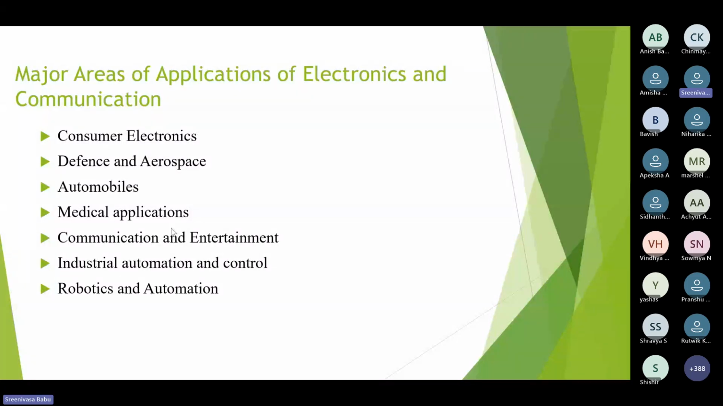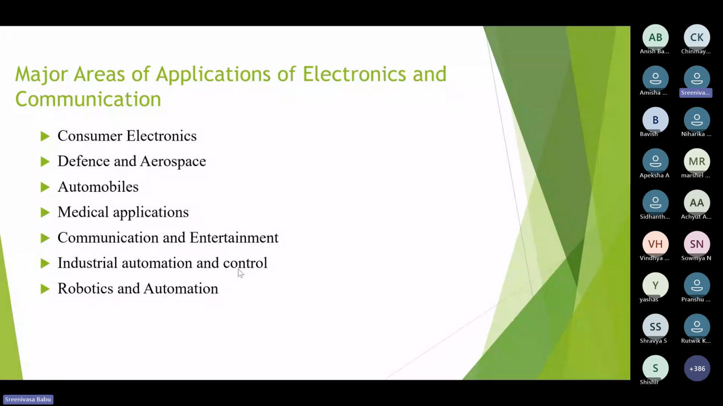Okay. Communication and entertainment, okay, telecommunication, especially all your 5G mobile phone, right? Again based on electronics and communication. Entertainment, okay, like your D2H, all those things. Industrial automation and control, right? So in industry, you will have a lot of these goods produced, mass production, right? Assembly line, we call them as. So that is again based on electronics industry, electronic devices and equipments.